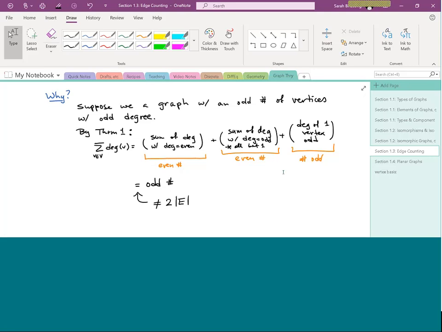Did not mean to go over time a little bit there, so we're definitely going to stop there. Next time, we'll actually use this formula and go over a couple of examples to see where that formula, that the sum of all the degrees of all the vertices is twice the number of edges, how and where that can be useful, but we'll do that next time.